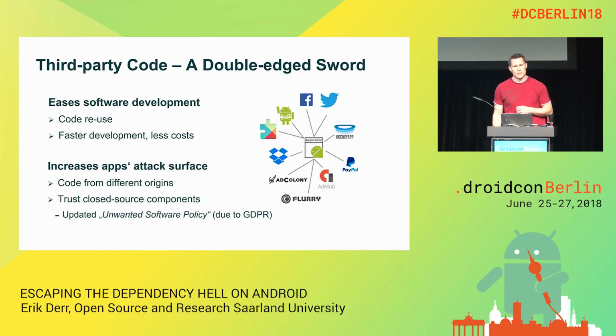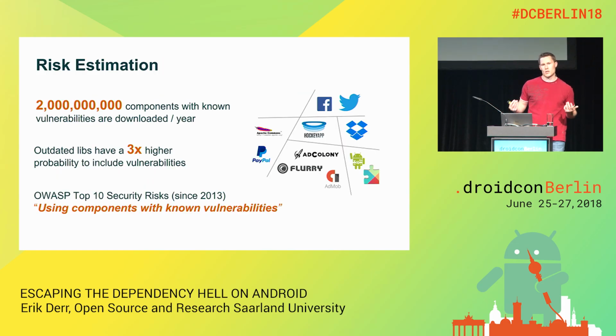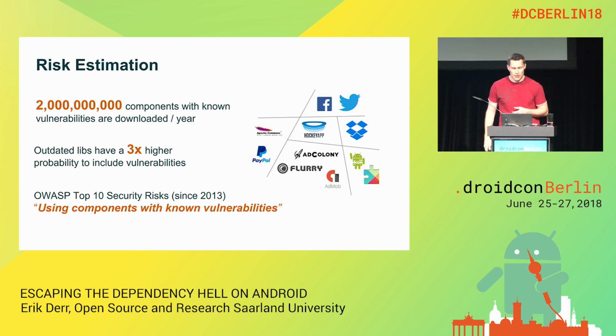Now, Google recently updated its unwanted software policy, presumably because of the GDPR data protection law. As a result of this, you now have to be explicit about which user data you process and how you process it. And this does not only include the application code, but any third-party code that you include in your application. Now imagine you're using closed-source components, so how do you know how the library behaves?